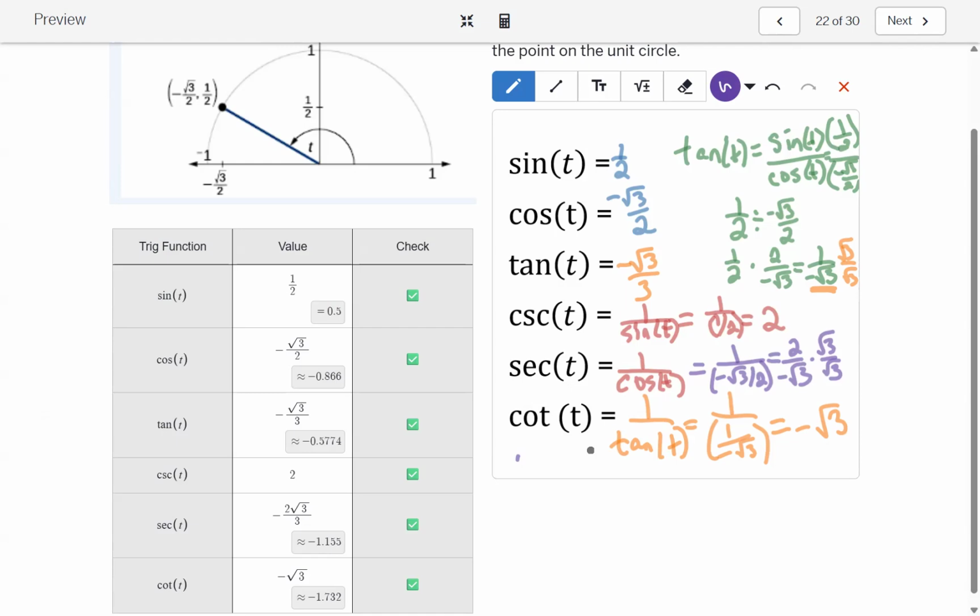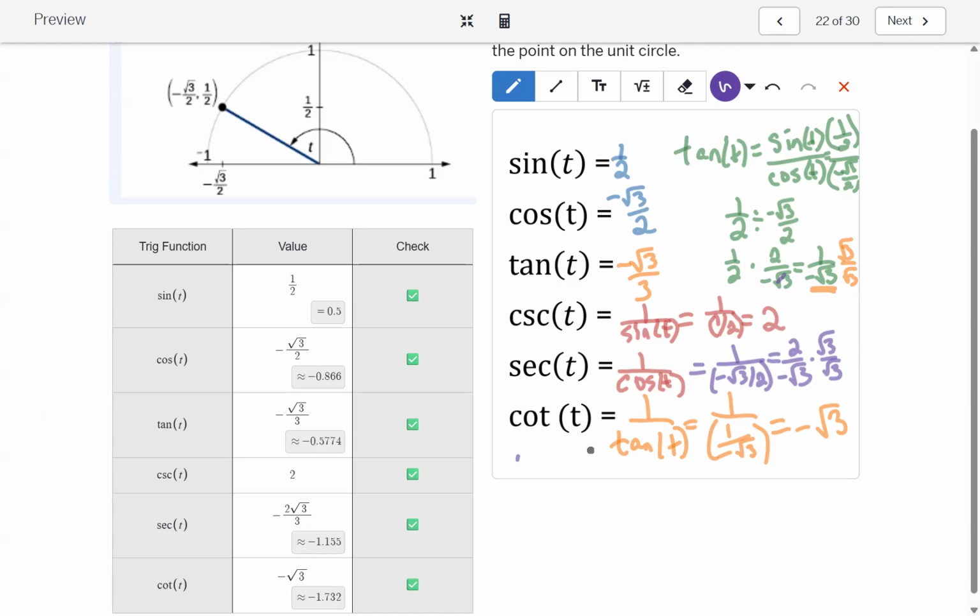Negative square root of 3 over 3. So tangent was sine divided by cosine. Sine was 1/2. Cosine was negative square root of 3 over 2. So we had that as division, and then I changed it to multiplying by the reciprocal. So we had 1/2 times 2 over negative square root of 3. And then the 2's cancel, so we have this 1 over the negative square root of 3.